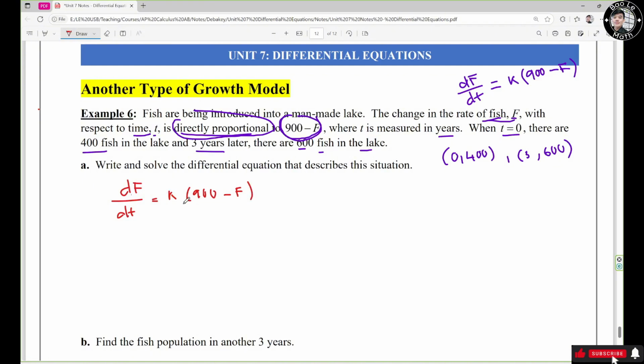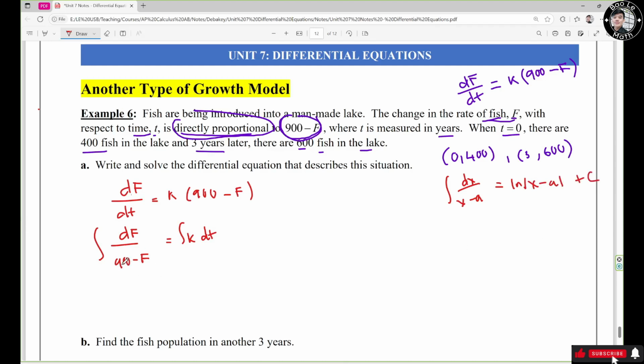Now you need to separate the variables first. So it's going to be df divided on both sides by 900 minus f, and then multiply both sides by dt is going to be k dt. Then you're going to take the antiderivative of both sides. Now we need to solve this one. Remember, if you have the antiderivative of dx over x minus a, it's going to be natural log of the absolute value of x minus a plus c.